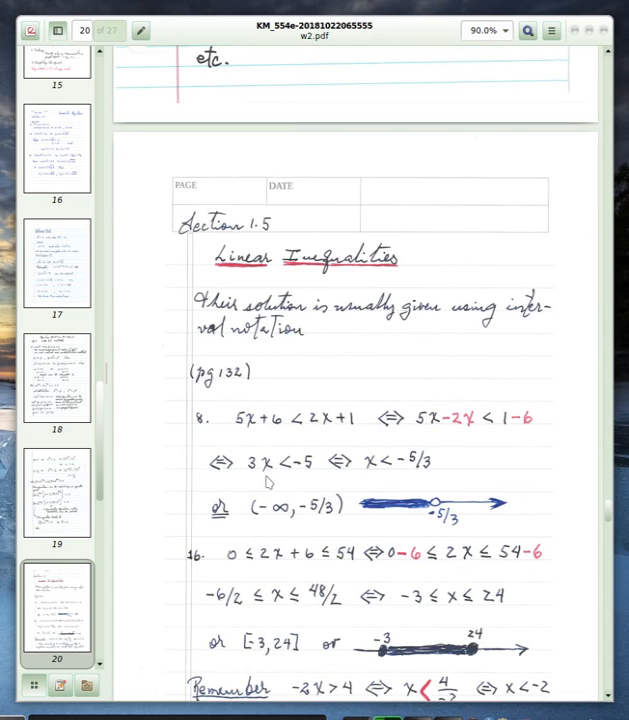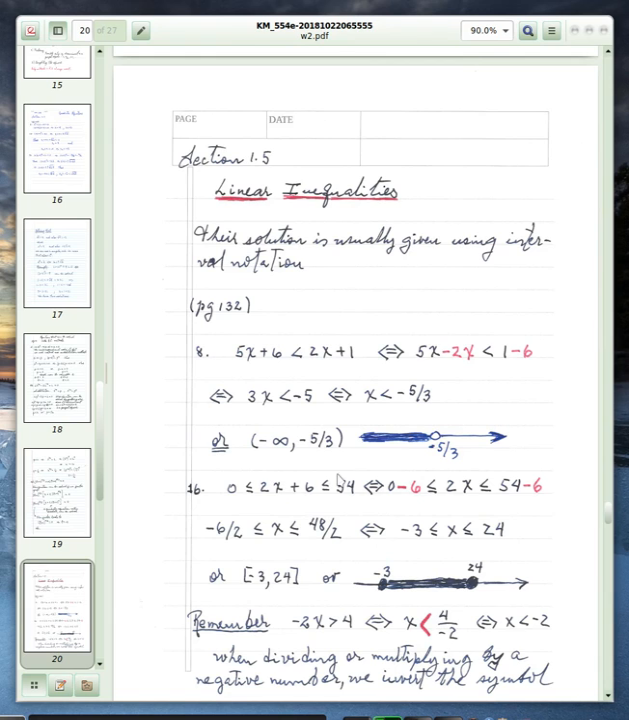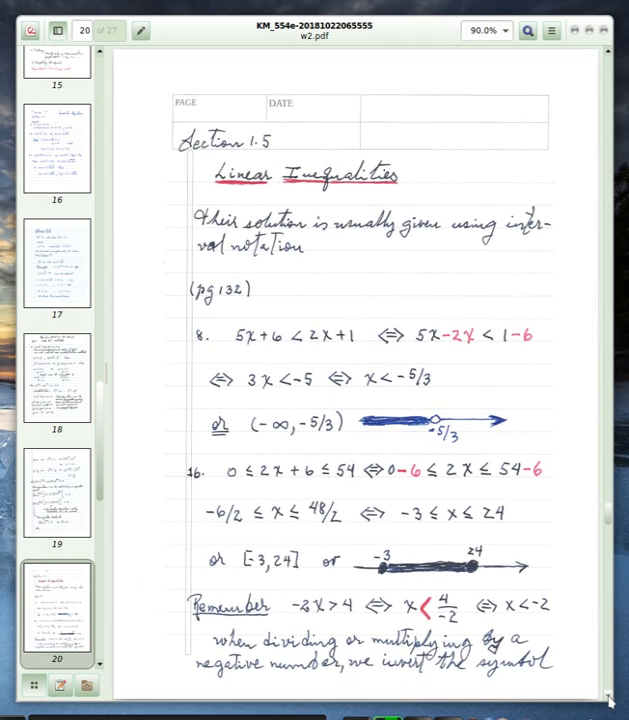Okay, linear inequalities. Well, the main thing about linear inequalities is that instead of having equals, you're going to have some inequality symbol, whether it is less than or equal to, or greater than or equal to. And how do we solve linear inequalities? Well, let's see on page 132, number 8. We basically do the same as usual. So here we have it.